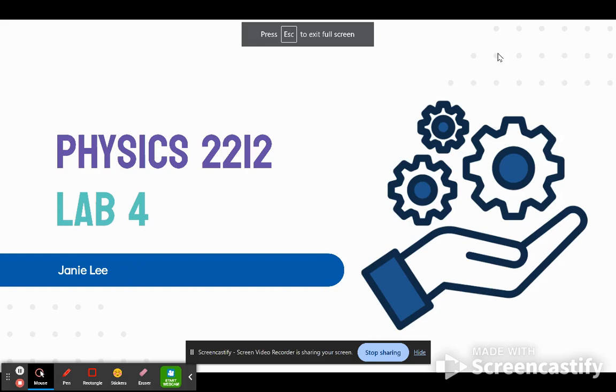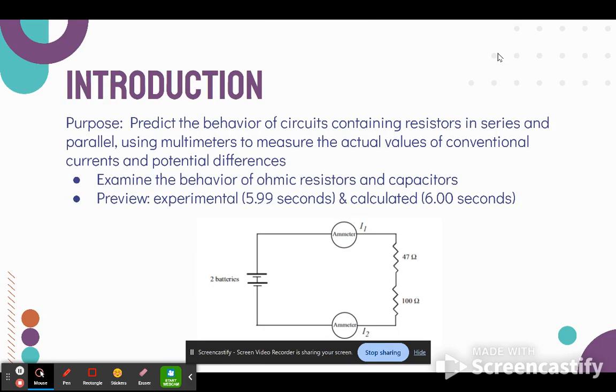So this is my lab 4. The purpose of this lab is to predict the behavior of circuits containing resistors in series and parallel, using multimeters to measure the actual values of conventional currents and potential differences. It's also to examine the behavior of ohmic resistors and capacitors. As a preview of my findings, the experimental RC took 5.99 seconds, while the calculated RC took 6 seconds.